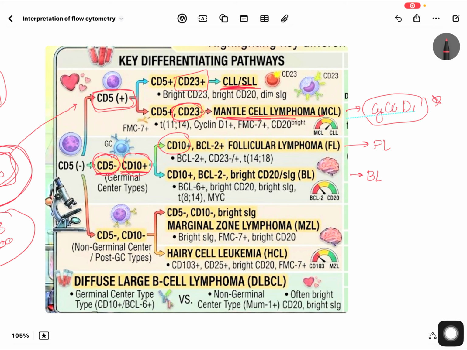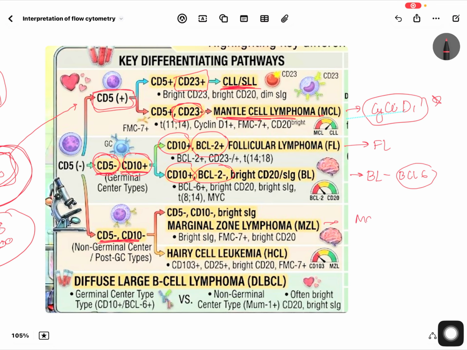Okay, but CD10 along with BCL2 positive, that becomes follicular lymphoma, but CD10 with BCL2 negative, that becomes Burkitt's lymphoma. But in Burkitt's there is one more special marker, which is BCL6. Okay, then moving on to the last one, that is CD5 and CD10.